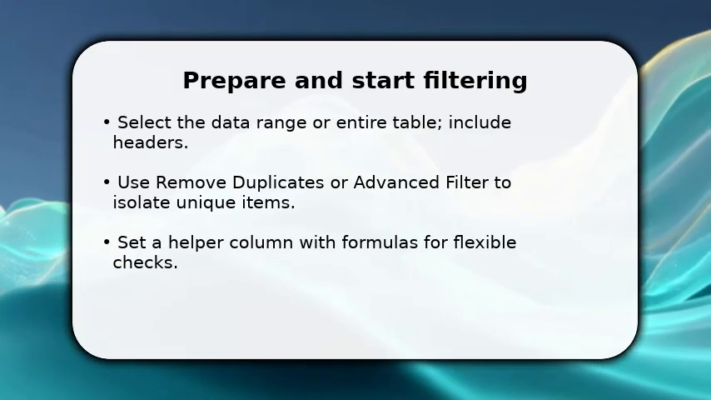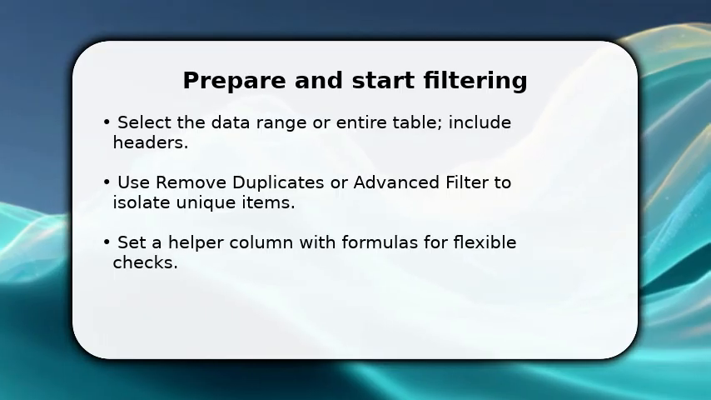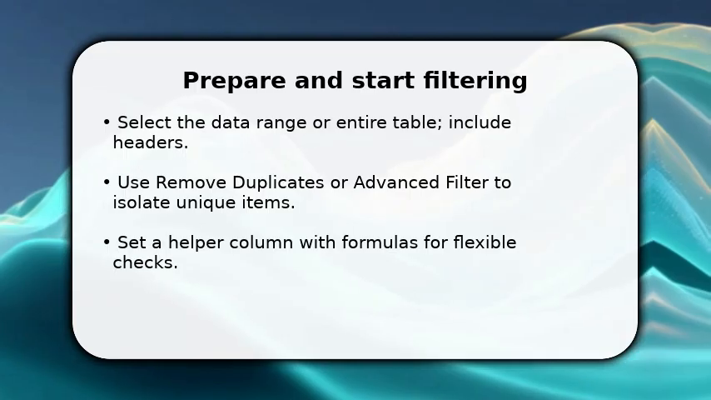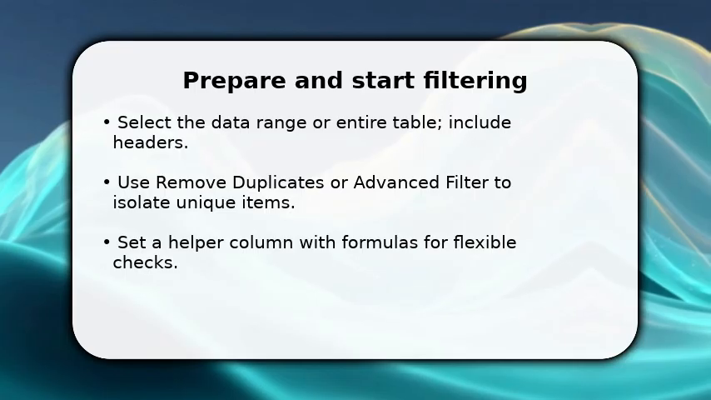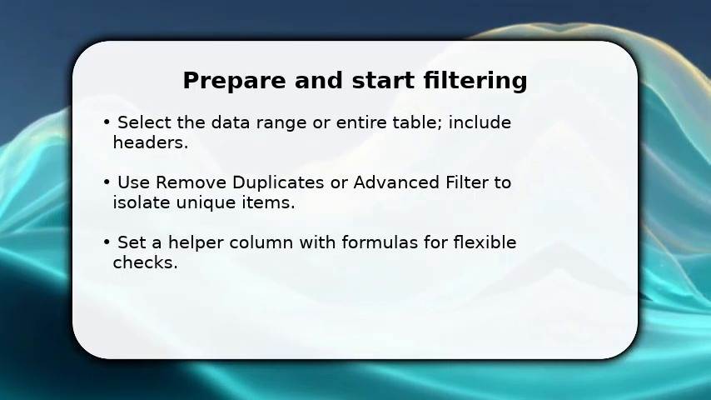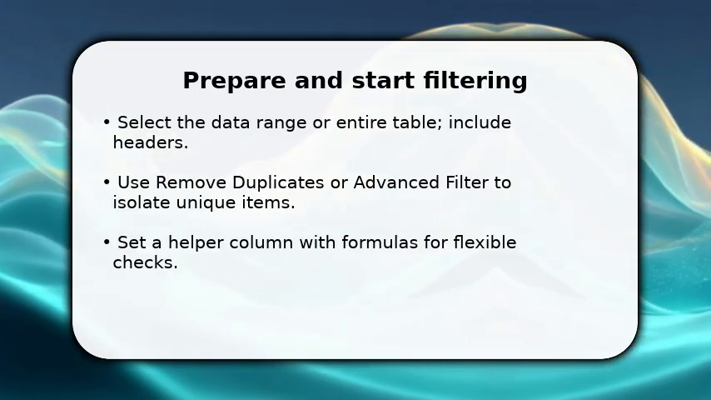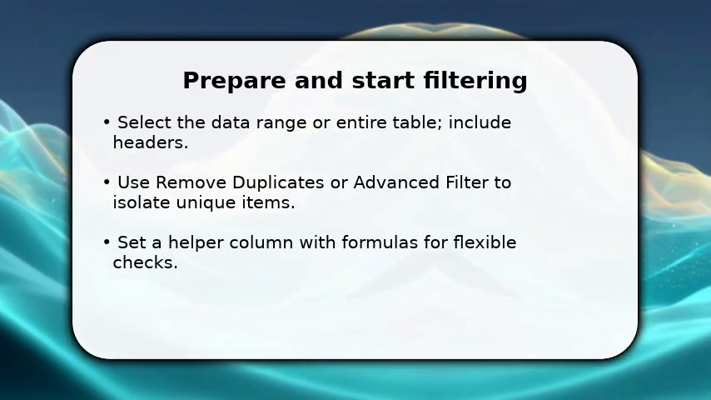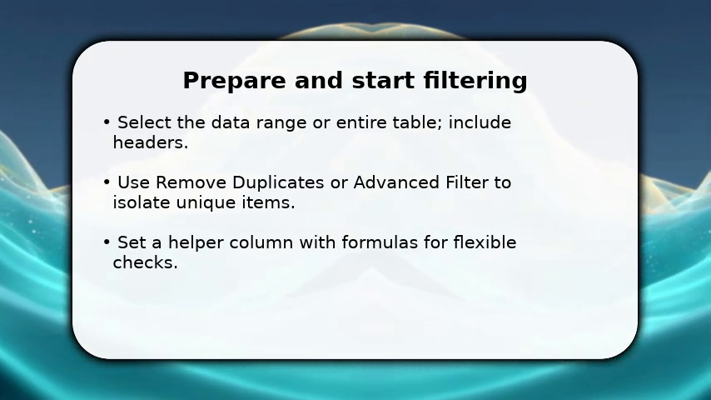You begin by selecting the exact range you want to analyze. Include headers so filters and formulas reference column names. Once selected, decide whether to use Remove Duplicates for destructive cleanup or Advanced Filter to copy unique values elsewhere. If you need non-destructive checks, insert a helper column with a formula like =COUNTIF(A:A, A2)=1 to mark unique rows. This immediate action sets the sheet for the next steps and avoids accidental loss of original data.